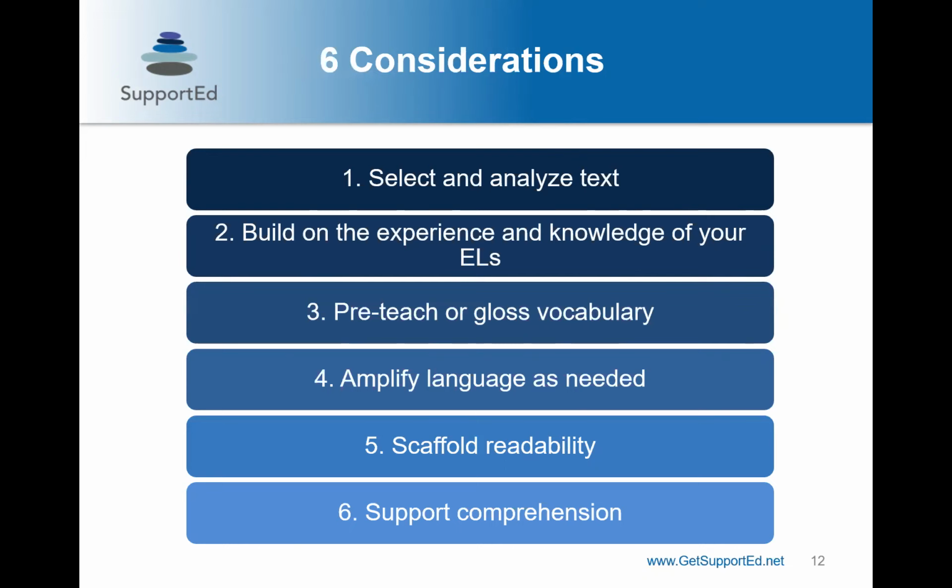Here's an overview of the 6 considerations. We're gonna walk through them in more depth using the sample text that you'll find in your handouts. The first consideration is selecting and analyzing text. Secondly is building on the experience and knowledge of your English learners. Thirdly is pre-teaching or glossing vocabulary. Fourth is amplifying the language as needed, and we'll explain that and provide an example. Fifth is scaffolding readability. And sixth is supporting comprehension.